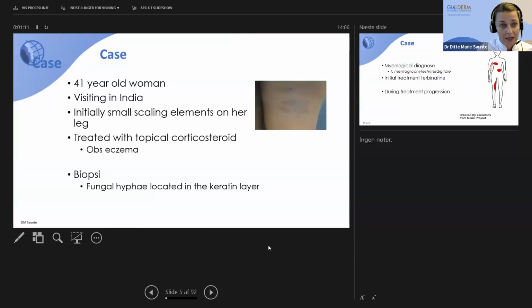a case of a 40-year-old woman. She's been visiting India and she returned to Denmark with this initial small scaling ailment on her leg. It was regarded as eczema here in Denmark and was treated with topical steroid. A biopsy was also taken, which showed fungal hyphae located in the keratin layer.